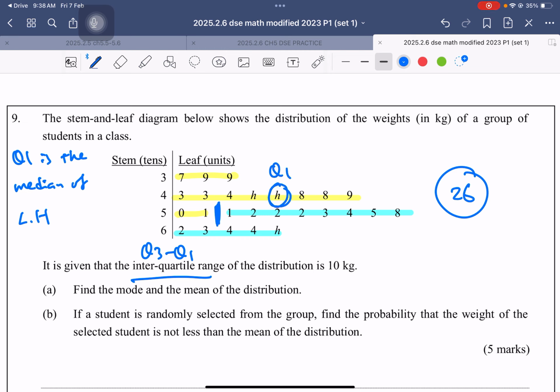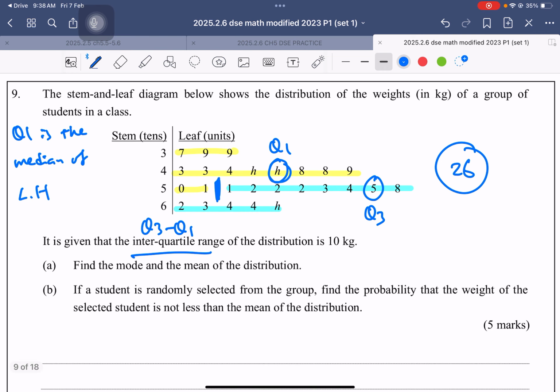And then for the right half, how many numbers do we have? 13 as well. So we need to take which number? The 7th. So 1, 2, 3, 4, 5, 6, 7. So that's going to be our Q3.